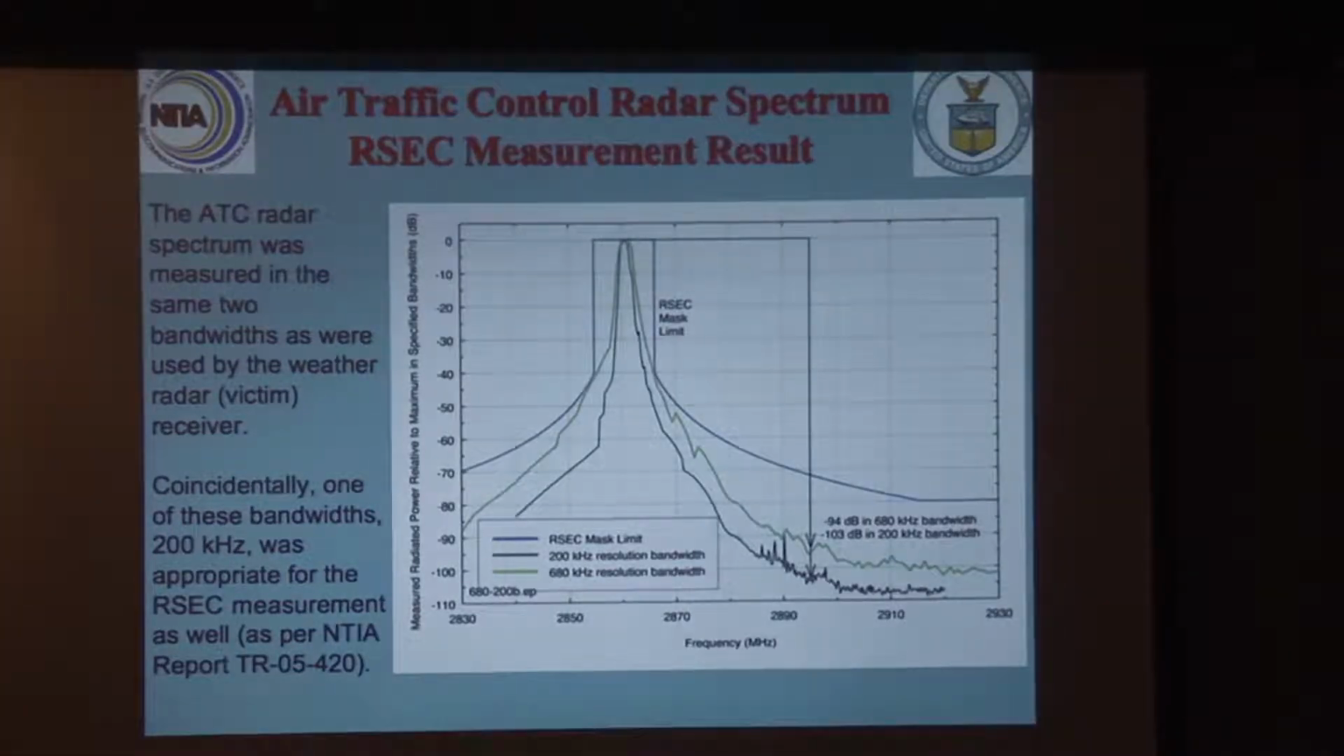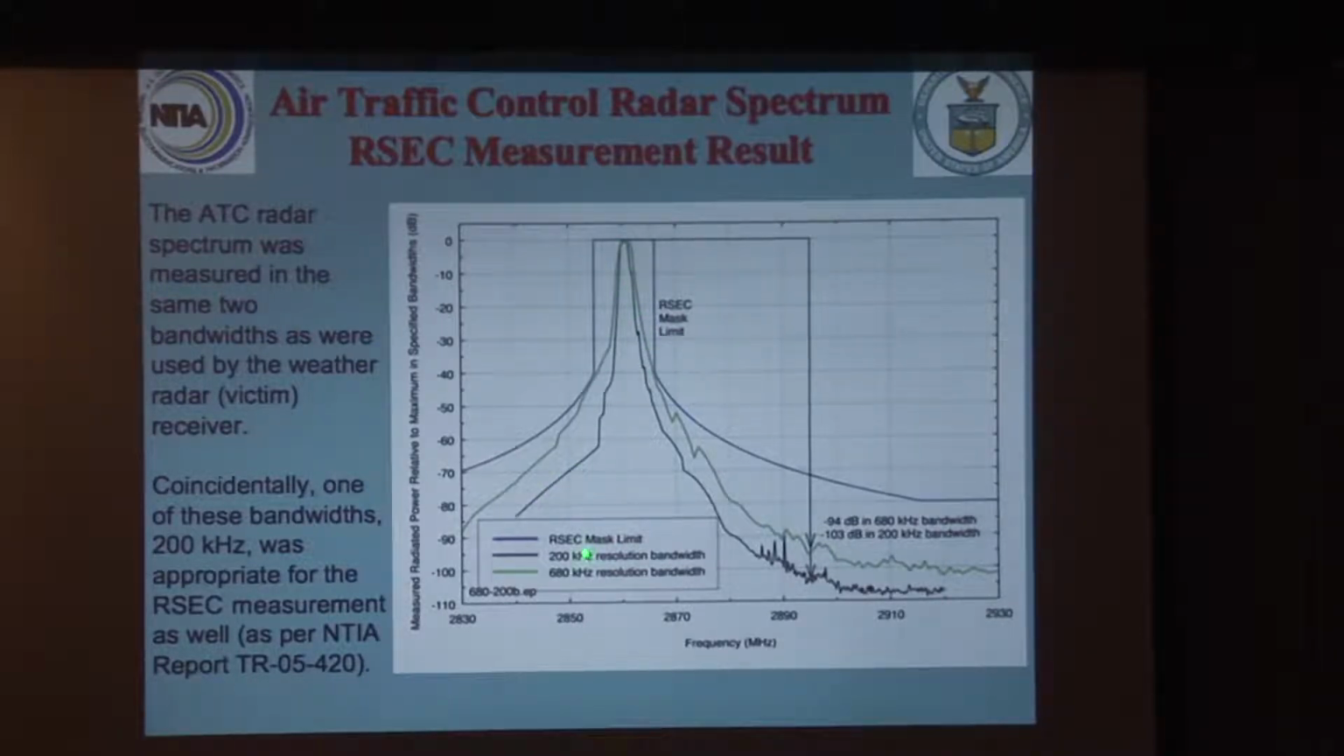We get this emission spectrum. When we measured in a 200 kilohertz bandwidth, we got this emission spectrum. When we measured in the 680 kilohertz bandwidth, we got this emission spectrum. This brings home my point about measuring in a wider bandwidth makes the spectrum look wider. We didn't touch the radar, we just measured in a different bandwidth.